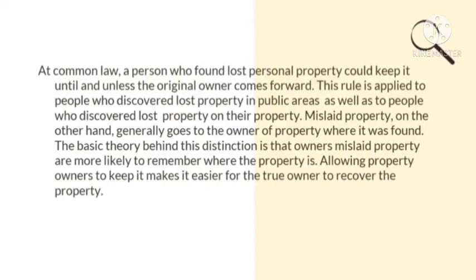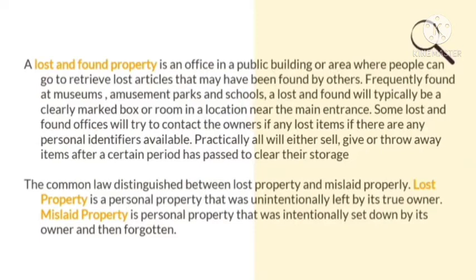Mislaid property, on the other hand, generally goes to the owner of the property where it was found. The basic theory behind this distinction is that owners of mislaid property are more likely to remember where the property is. Allowing property owners to keep it makes it easier for the true owner to recover the property. So the main role of lost and found property is to help those people to see their lost items and help those finders to look for the owner of the item they found.